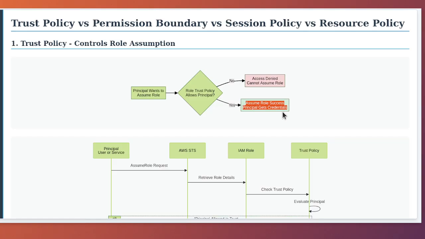The key point illustrated by this diagram is that trust policies are evaluated before any permissions are considered. They answer the question who can assume this role, not what can they do with it. Trust policies use the principal element to specify allowed entities, and they are resource-based policies attached to the role itself. Without a trust policy that allows you, you cannot assume the role regardless of what permissions you have.